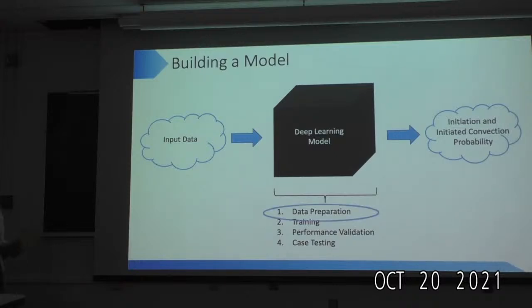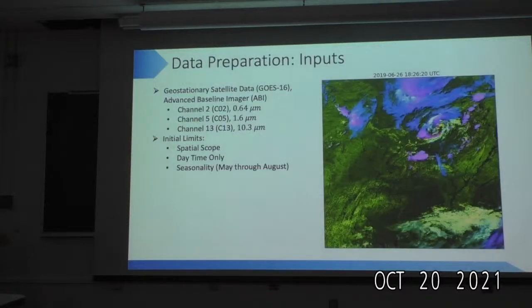So starting with data preparation, we know we need inputs, but we also need targets. We need to be able to say, here's some input data, then for a specific case, how do we know it's convective initiation? What is the target? How do we tell the model what is true? So we'll start out by talking about the inputs, and then we'll go into that target feature. The ABI image that I'm showing here, the false color imagery, is there for a reason, because those are the channels that I'm using in my model.